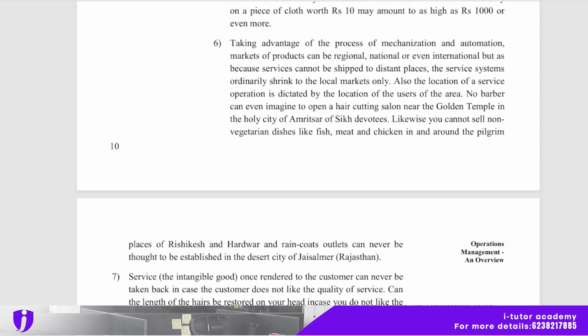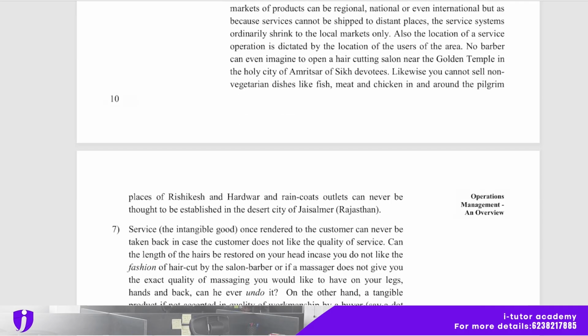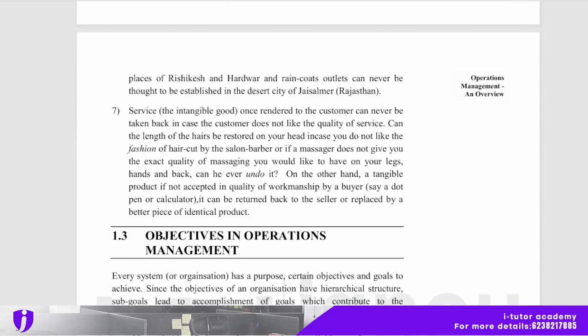And taking advantage of the process of mechanization and automation, the market of a product can be regional, national or even international. But because service cannot be shipped to distant places, the service system ordinarily shrinks to local markets only. And a service once rendered to the customer can never be taken back in case the customer does not like the quality of service. So a product can be taken back, right?